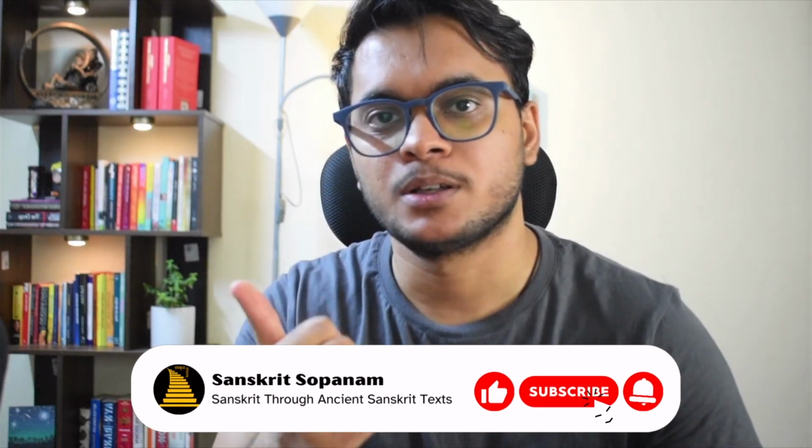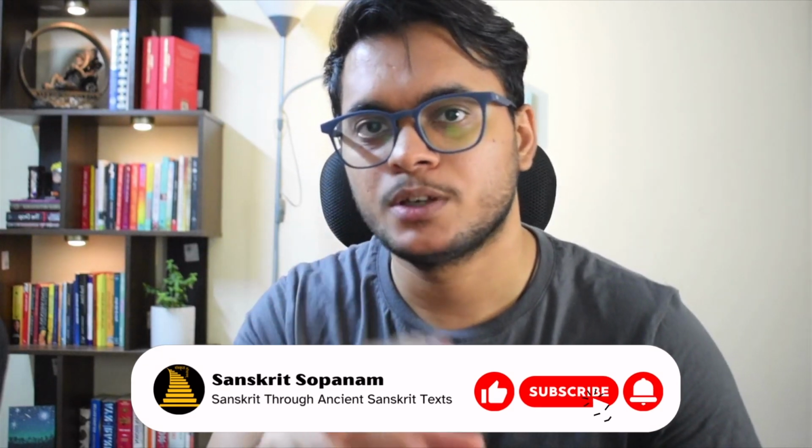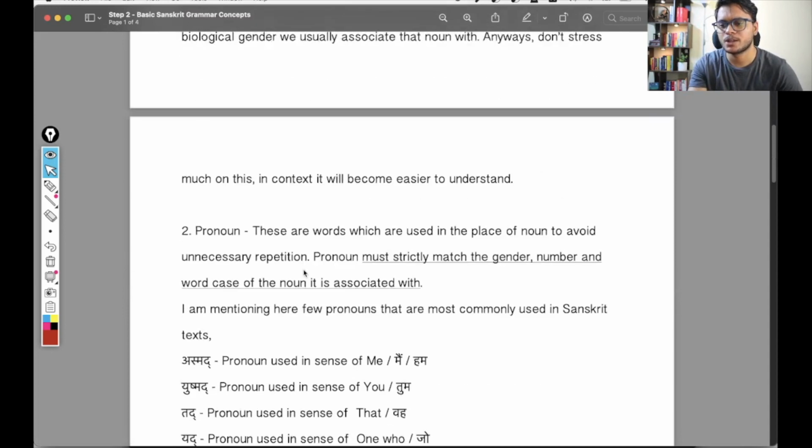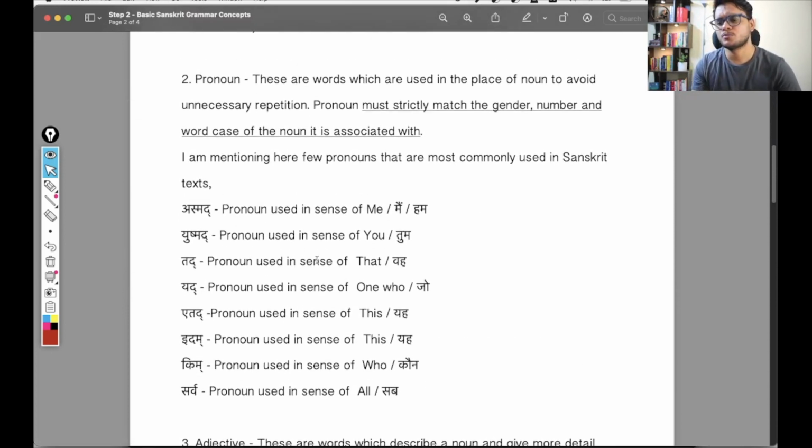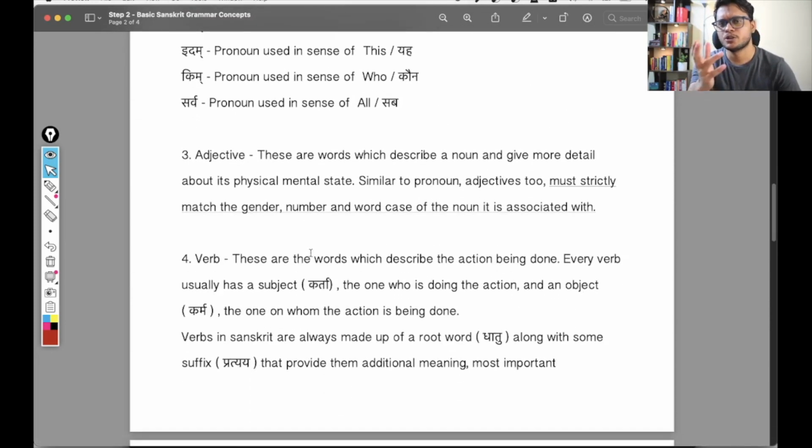We saw the example that bharya, referring to wife, is feminine gender, but kalatram, that also refers to wife, is neuter gender. A school in Sanskrit is called vidyalaya, but it is a masculine gender word, not a neuter gender word, even though it refers to a non-living thing, a building. So words have their own gender. Then pronouns, you already know. Adjective, you already know. The only thing to remember about pronouns and adjectives was that they will strictly match all three properties of the noun.